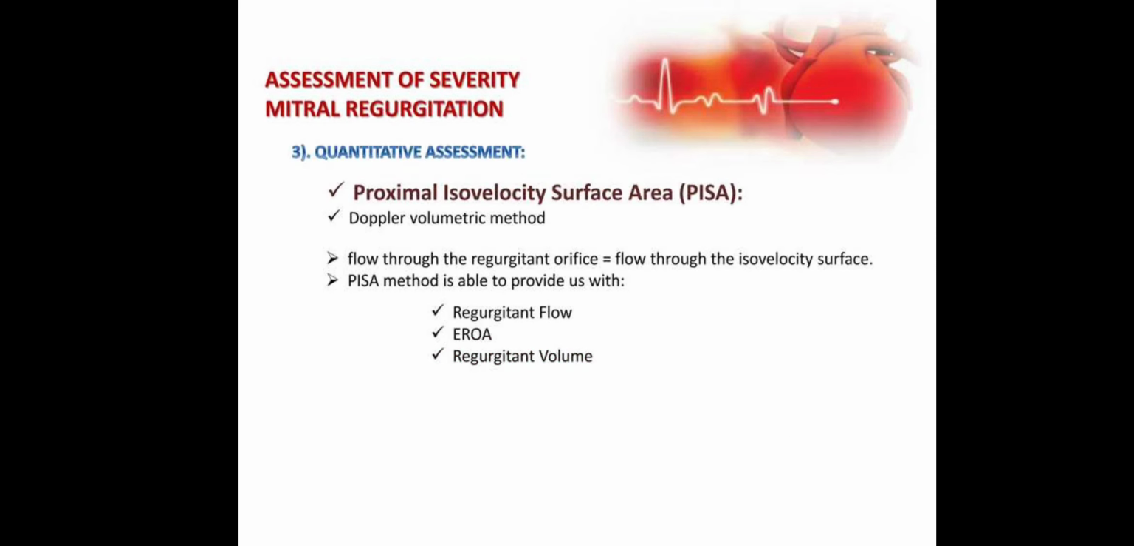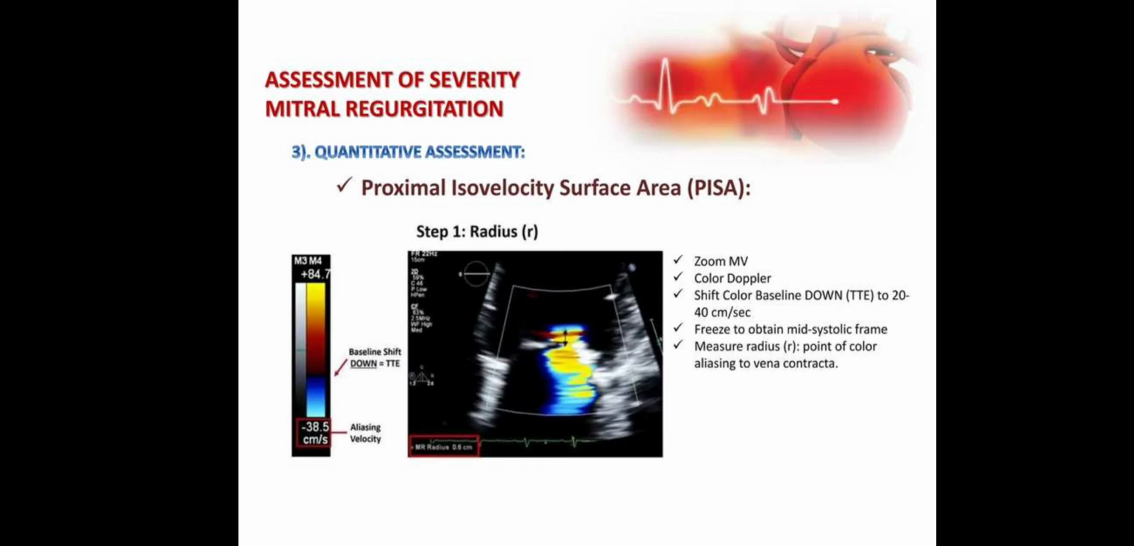Then the quantitative assessment is PISA, proximal isovelocity surface area, and the Doppler volumetric method. Flow through the regurgitating orifice is equal to flow through the isovelocity surface. The PISA method is able to provide us with regurgitation flow, EROA, and regurgitation volume. Okay, then we can conclude the qualitative methods. We can discuss the PISA method in the next class. Thank you.